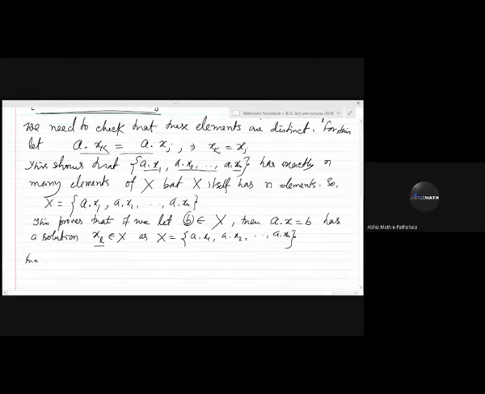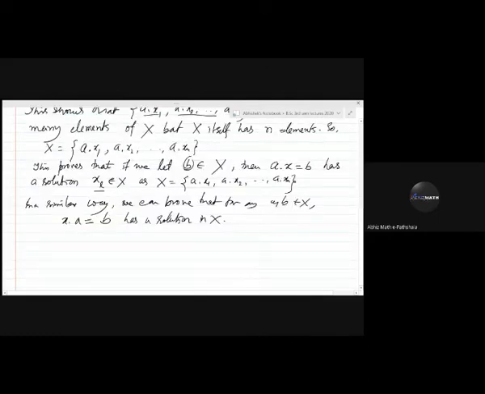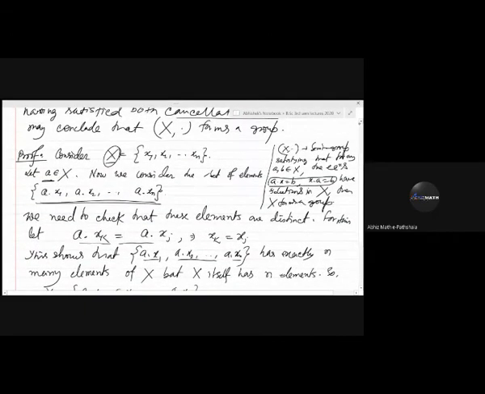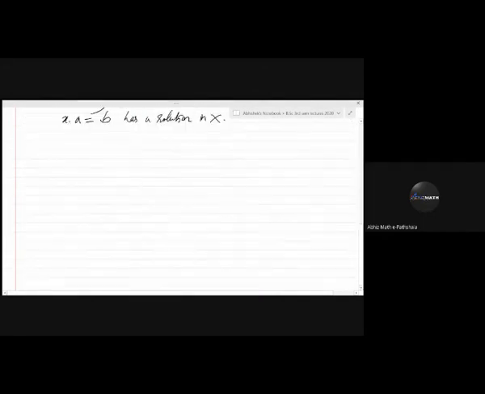And in a similar way, if you consider composition of a from the right, then we can prove that for any a, b belonging to X, x·a = b has a solution in X. So this means that X, being a semigroup satisfying the property that these two equations have solutions in X, and keeping in mind this theorem, you have actually deduced the result that we have stated.